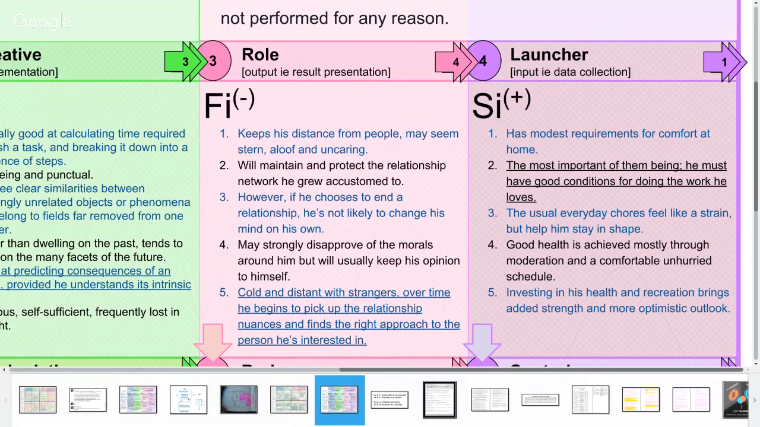Right. Has modest requirements for comfort at home. The most important of them being he must have good conditions for doing the work he loves. The usual everyday chores feel like a strain, but help him stay in shape. Good health is achieved mostly through moderation and a comfortable, unhurried schedule. Investing in his health and recreation brings added strength and a more optimistic outlook. But over time, the launcher function can become strong. So, for instance, there are some ENFPs out there who have got it together with strong TE.